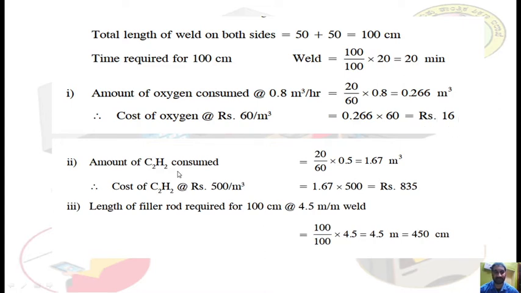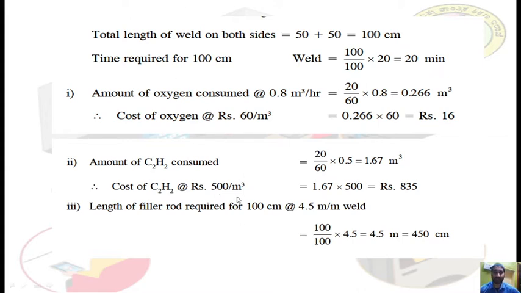Similarly, the amount of acetylene consumed is 20 by 60, converting minutes into hours, multiplied by 0.5. If you work for 1 hour, then we require 0.5 meter cube of acetylene, but our time is just 20 by 60, so multiplied by this, we require 1.67 meter cube of acetylene. So multiplied by time, divided by the acetylene per meter cube consumption, that gives you 1.67 meter cube of acetylene is required. That means it is greater than 1 meter cube.